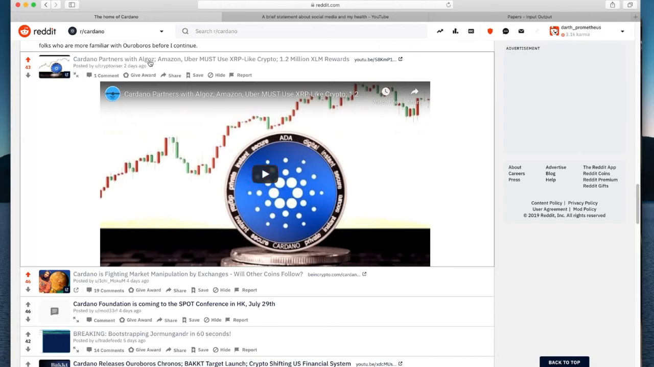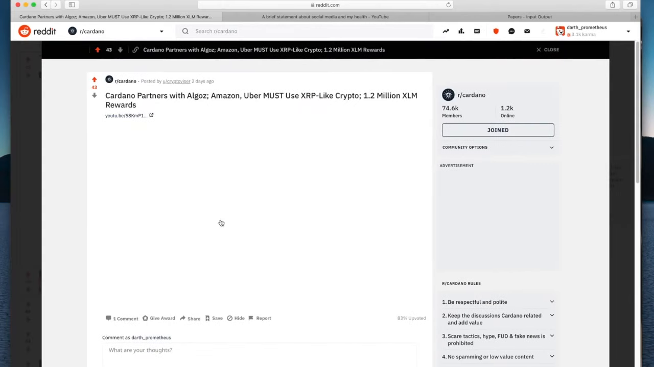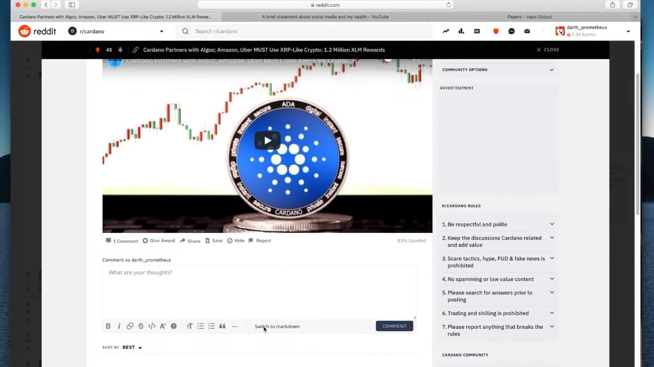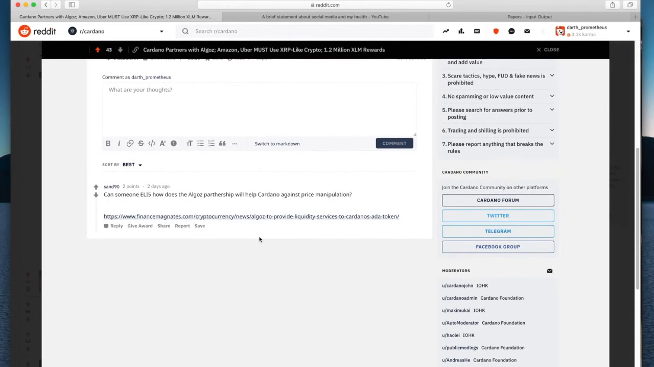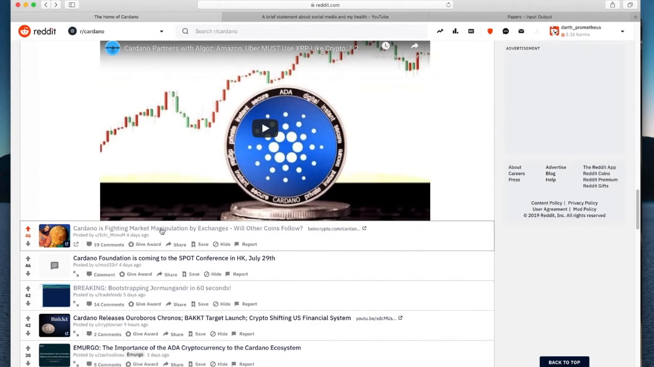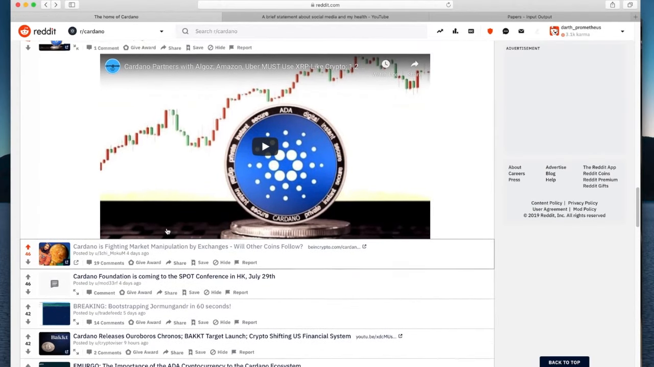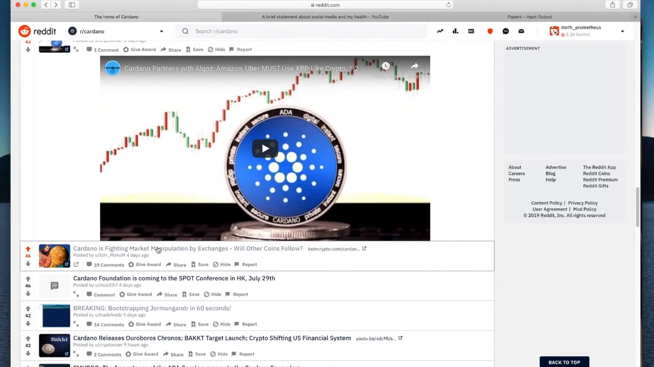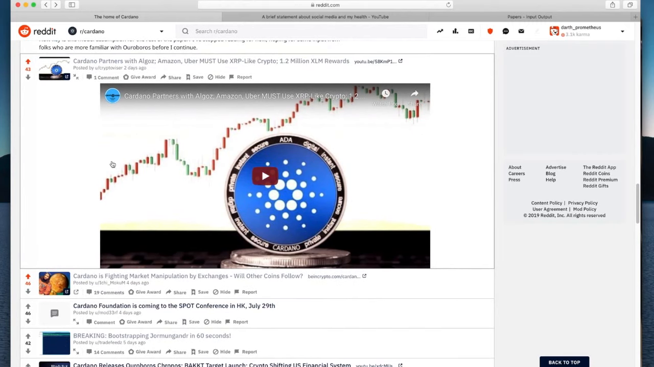Algos is a liquidity provider, and Cardano is partnering with Algos to work on liquidity and monitoring the exchanges and trying to get the most accurate levels of trading so you don't have wash trading and bots doing all the trading. Number 10 is Cardano is fighting market manipulation. Now this number 10 is directly related to number 9, the article from CryptoVisor.